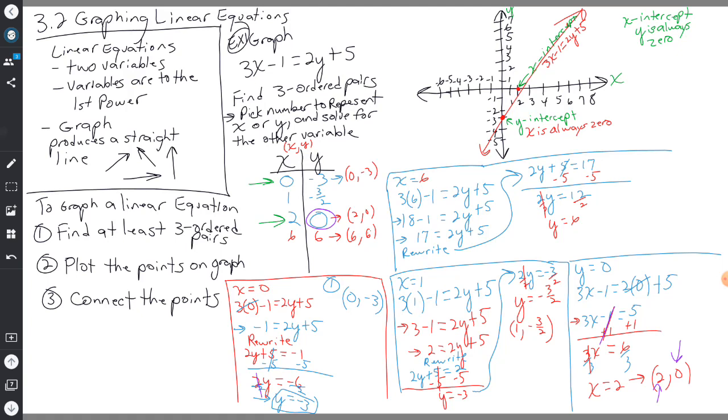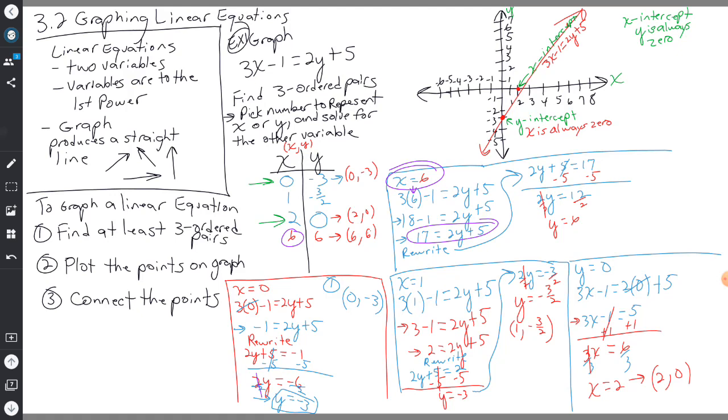Then we went on to try letting x equal 6. So when we let x equal 6, we substitute that back into the original equation here, and we have 3 times 6 gives us 18, so we have 18 minus 1 is equal to 2y plus 5. We simplify the 18 minus 1 to get 17 is equal to 2y plus 5.